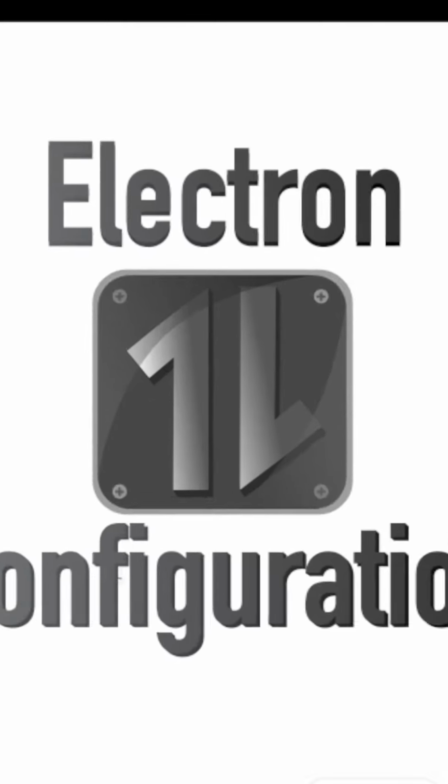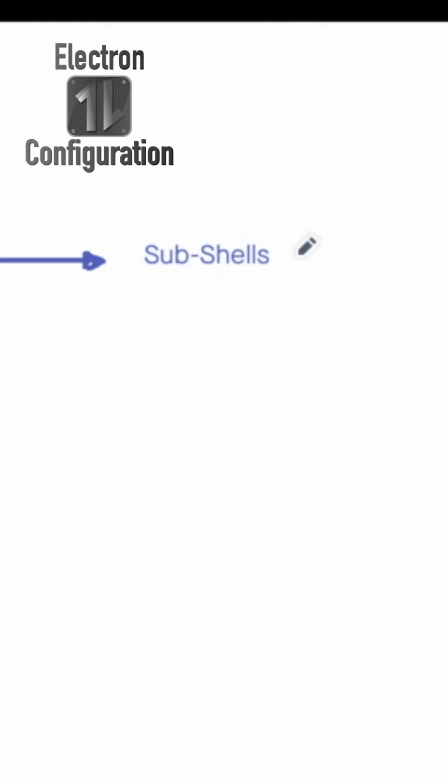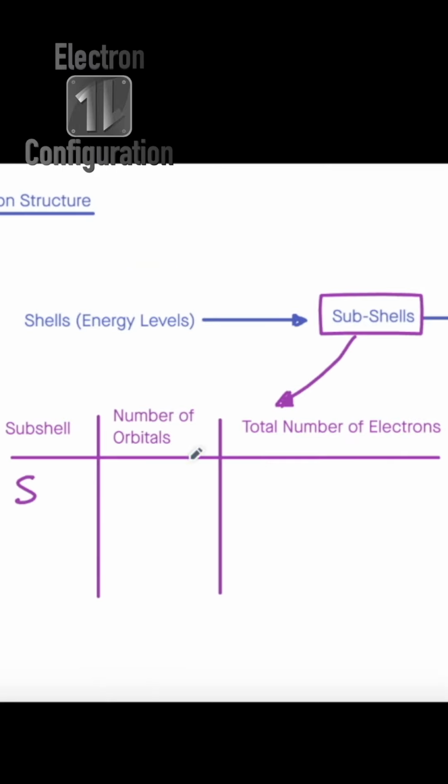This is electron configuration in 2 minutes. From GCSEs, we know that electrons exist in shells, otherwise known as energy levels. These are made out of subshells, which are made out of orbitals, which contain 2 electrons with opposite spin within them. The first subshell is an s subshell, which contains 1 orbital, meaning it can hold a total of 2 electrons within it.